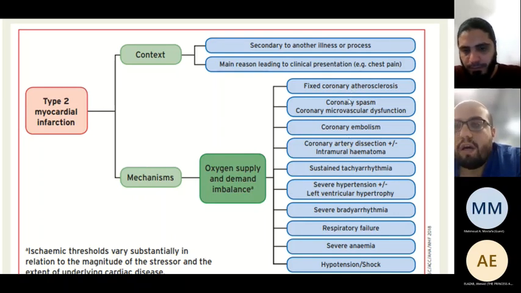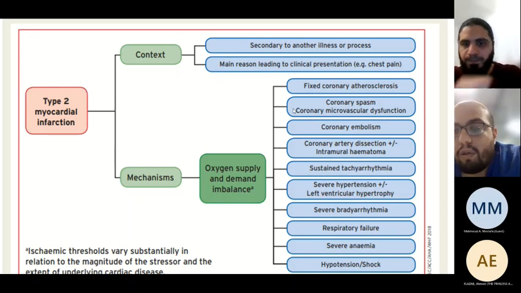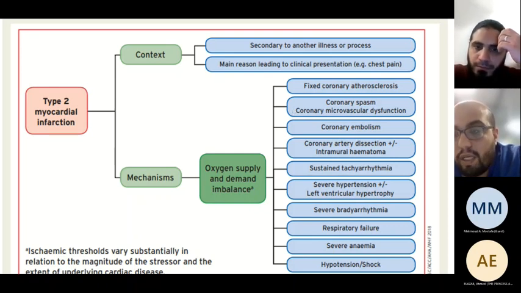But these are basically contexts of another process of an illness causing the patient to have a mismatch of the oxygen needs and the supply in order to have a type 2 myocardial infarction. And at that point, giving these patients antithrombotic treatment is not indicated as a loading dose. So you don't need to give them the 300 milligrams of aspirin, or the loading dose of the P2Y12, or the treatment dose of the low molecular weight heparin.